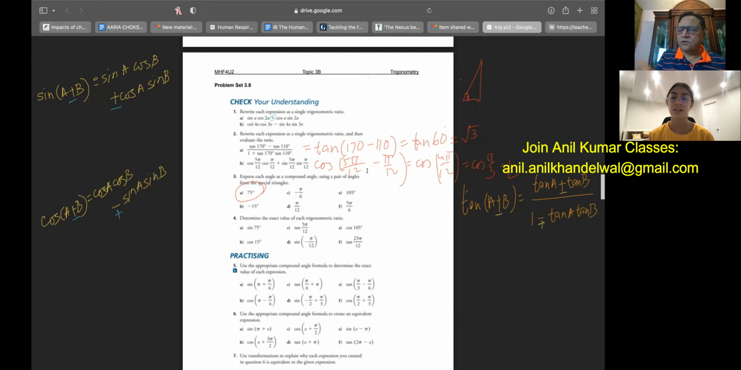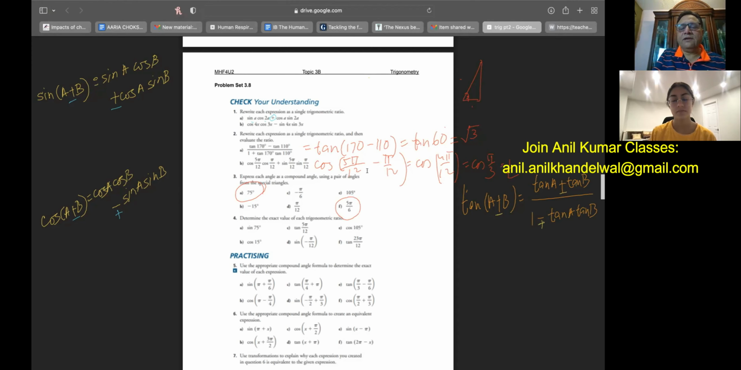Right. 90 also, 0 also. 75 is what? 45 plus 30. Yeah, so you get the angle. Similarly, for all these angles, you could do that combination. You get the idea? Plus or minus, both will work, correct?